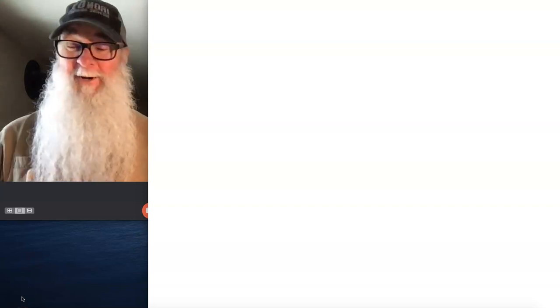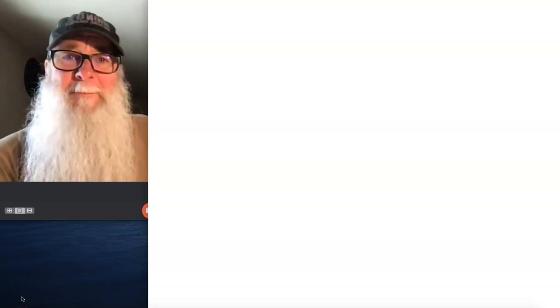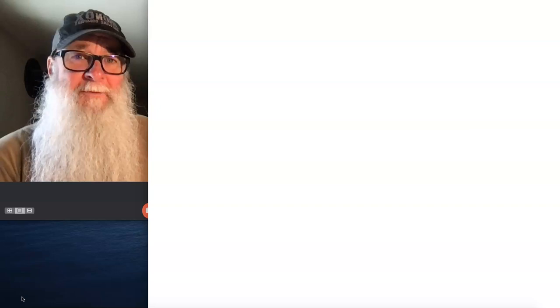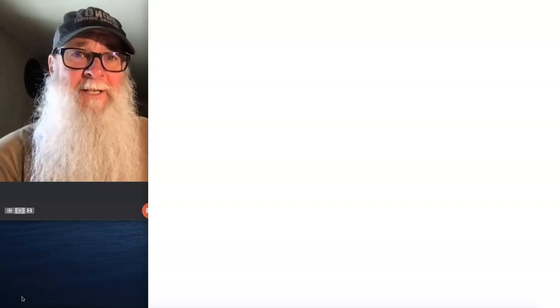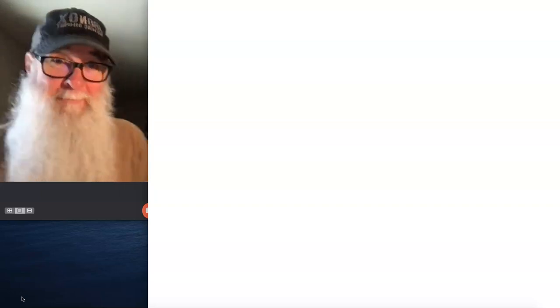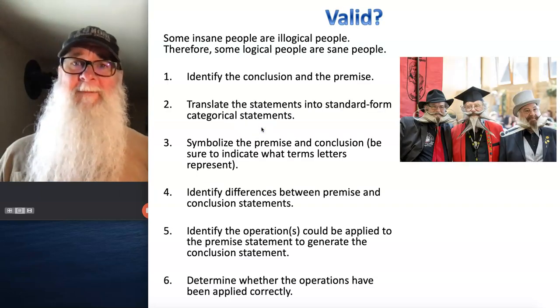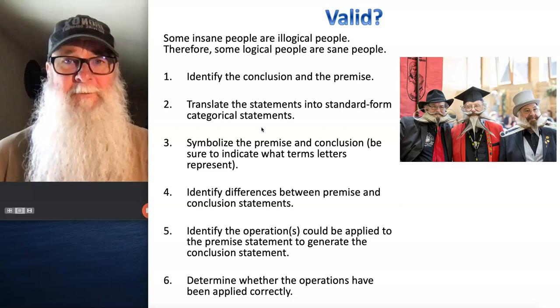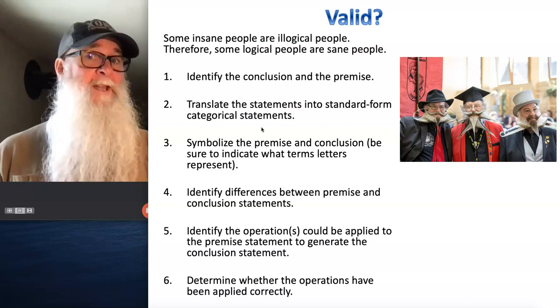Okay, so I know you're begging for more opportunities to practice using your knowledge of conversion, obversion, and contraposition to test arguments for validity. So I will give you what you are so desperately begging for. Here we have another argument. Some insane people are illogical people. Therefore, some logical people are sane people.